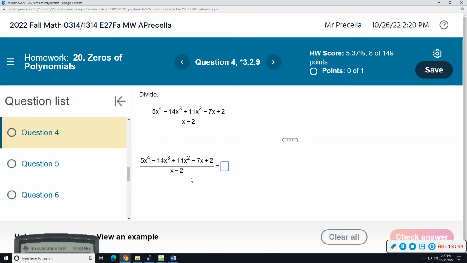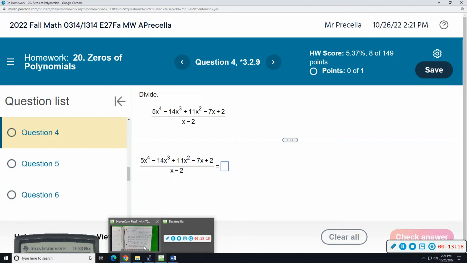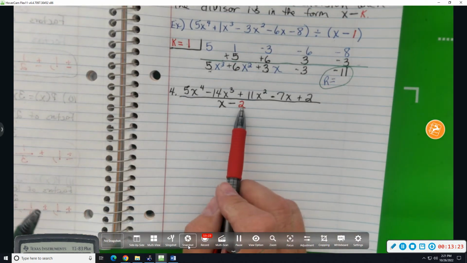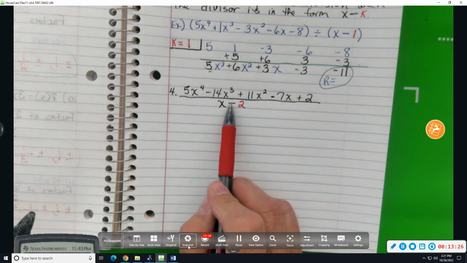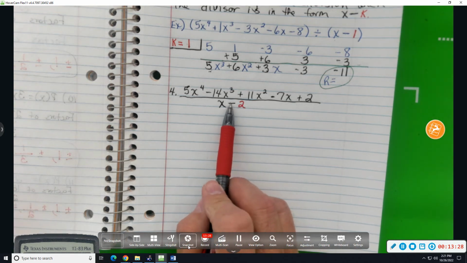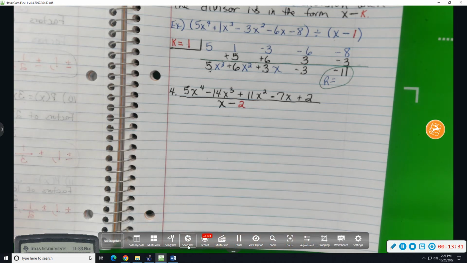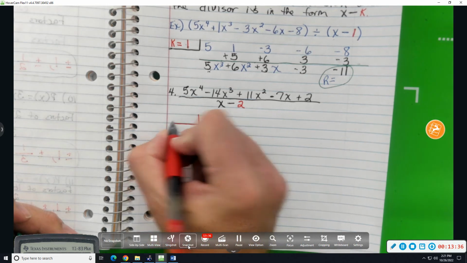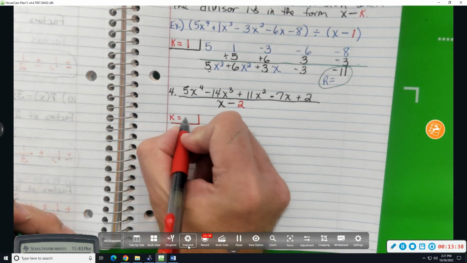You divide it by x minus 2. So the divisor is in the form x minus k. Make sure that... Okay. So the divisor is in the form x minus k, and here k is 2. It's the opposite of negative 2. It's positive 2. So I'll draw my little backwards L and write k equals 2.